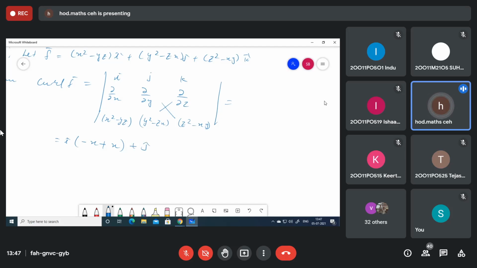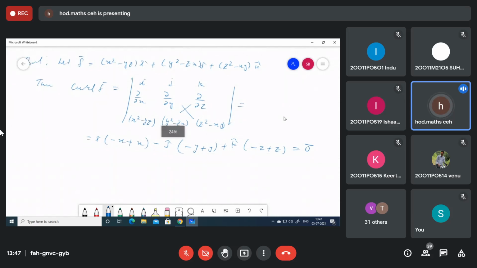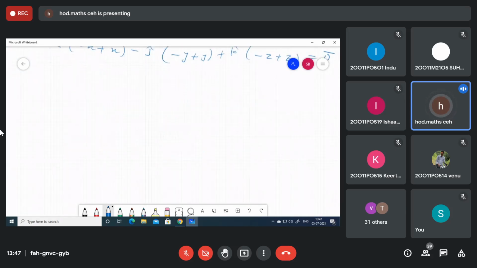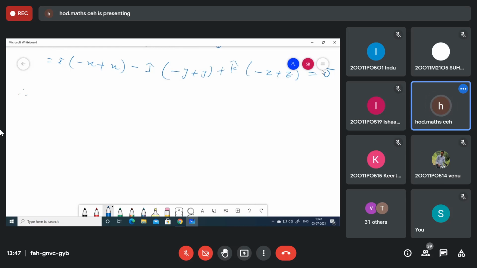Similarly with j, you will get minus j if you write. So you will have minus y plus y. And k cap, you will have minus z plus z. Is this not the answer you have got? Yes, ma'am. Okay. Now since curl of f bar is 0, therefore you can write f bar is irrotational.